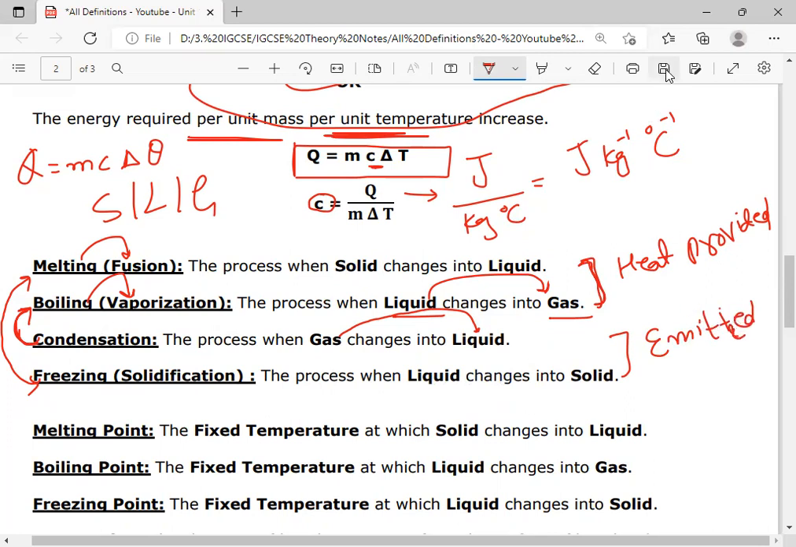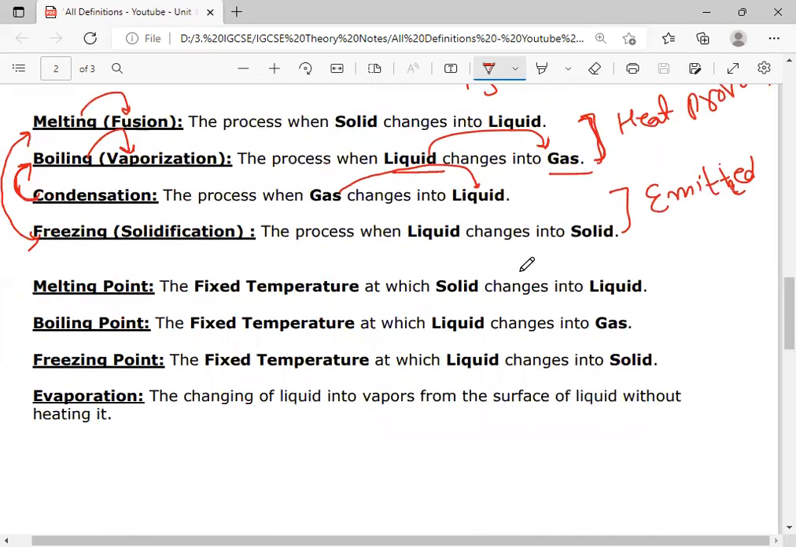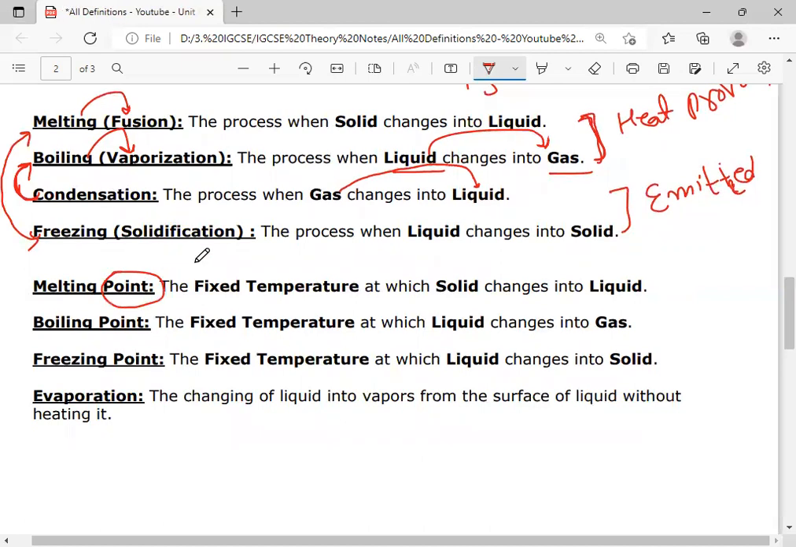Now, a very important definition, and usually this definition is written by most of the students in the wrong way. Whenever the definition of melting point is asked, they are supposed to write it like this: the point at which solid changes into liquid. That definition will be crossed straightaway, because melting point is not the point, rather melting point is the temperature.